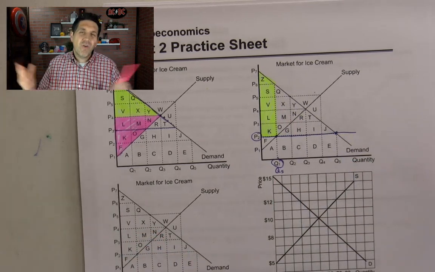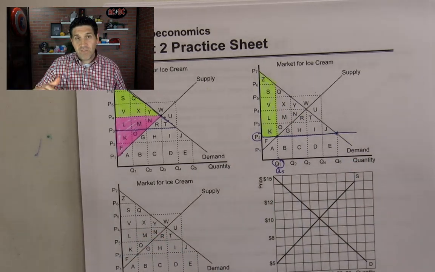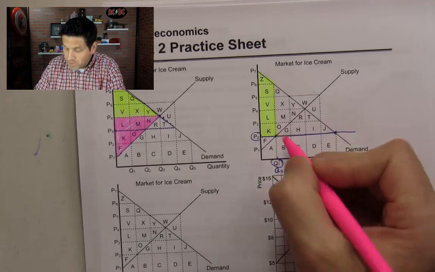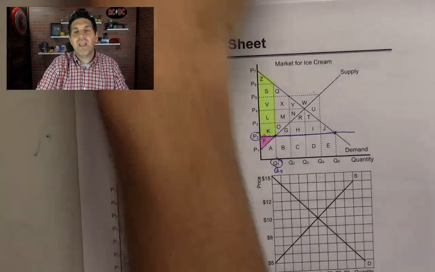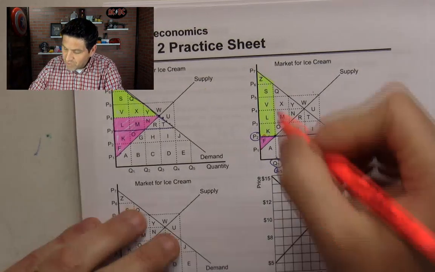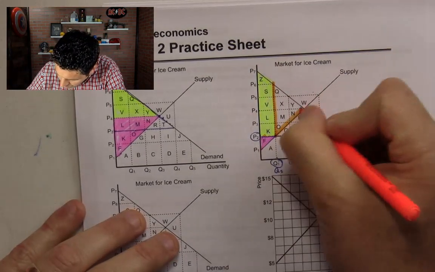Producer surplus also makes sense. The government's keeping the price artificially low, and when the price is low, producer surplus would be smaller, so it would be that area right there, which means we have an area left over. And what is that area left over? You got it. It is deadweight loss.